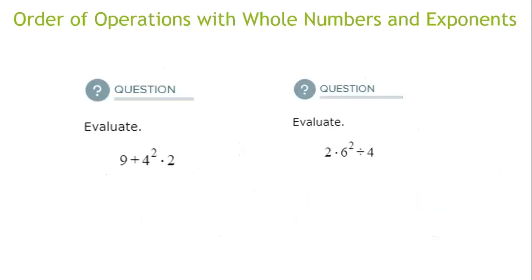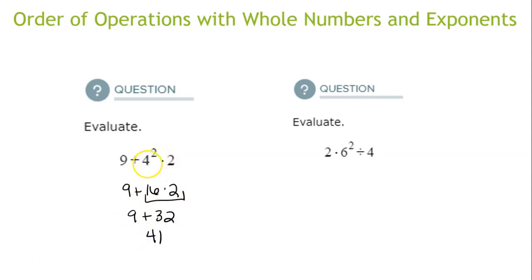Now let's add in some exponents. So no grouping symbols. I don't see any parentheses or brackets or absolute value bars or big fraction bars. So this becomes 9 plus. The exponents come before addition or multiplication. 4 squared is 16, and then times 2. Multiplication comes before addition, so this is 9 plus 32, and that becomes 41.